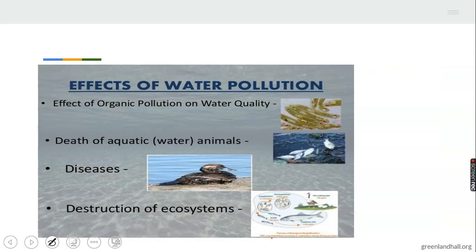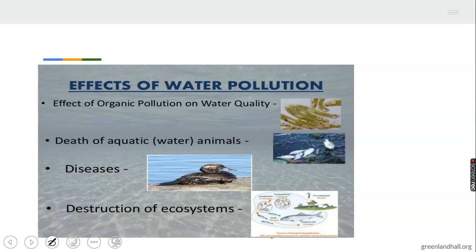Now let's go to effects of water pollution. Number 1: effect of organic pollution on water quality. You may be looking at the water as if the water is neat, but you cannot see germs. You cannot use your naked eyes to see germs in water. So the water might be looking neat, but there are germs in that water because it has been polluted. The quality of the water would have gone and it becomes harmful for human consumption.